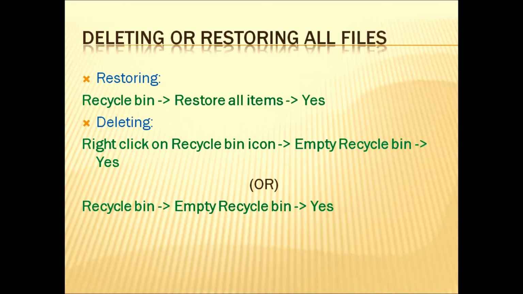Children, now we are going to see how to delete and restore all the files from the recycle bin. First, we are going to see restoring all the files from the recycle bin. For that, first we have to go to recycle bin, then click on restore all items, then click on yes, so that all the items will go to the older places itself.